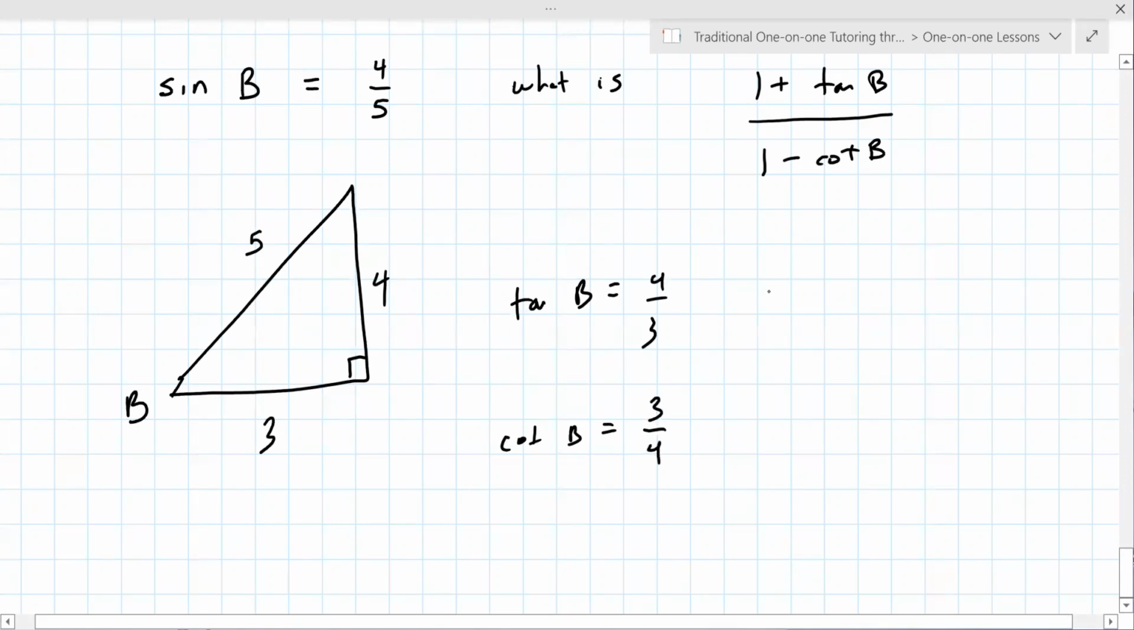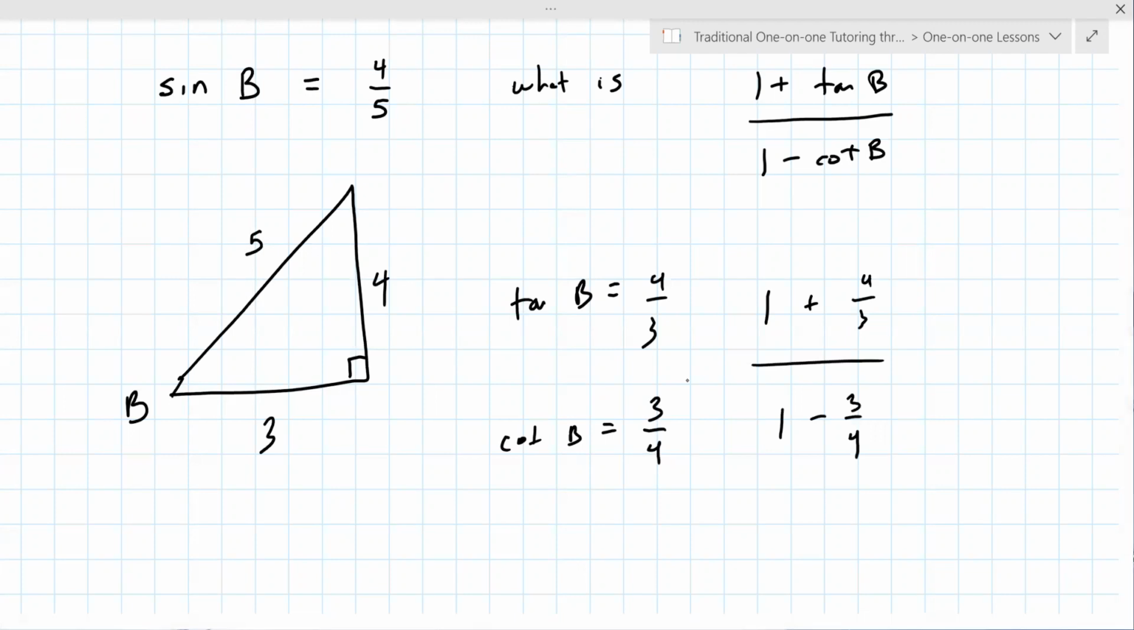Okay, so now you have enough to answer this question. 1 plus 4/3 over 1 minus 3/4. So go ahead and give that a try to see if you can simplify it. It's definitely doable. So let me know when you've got an answer, please.